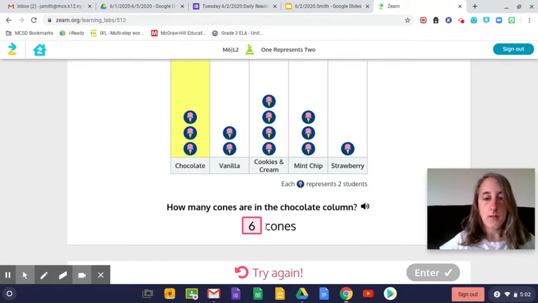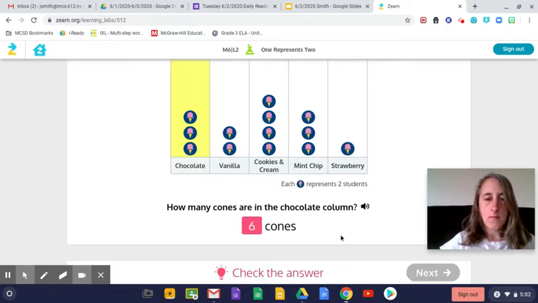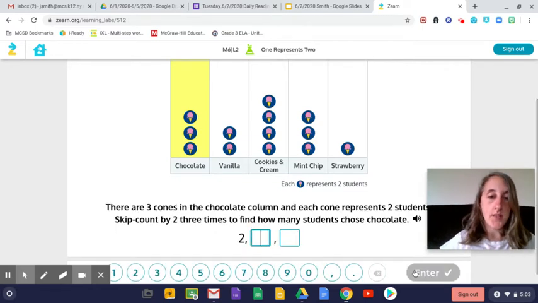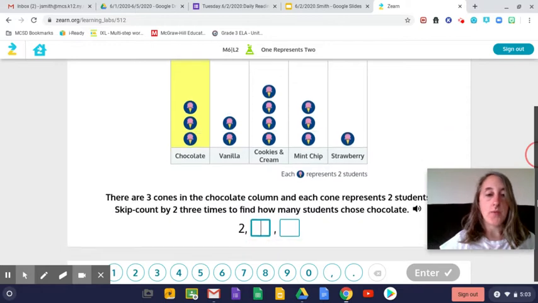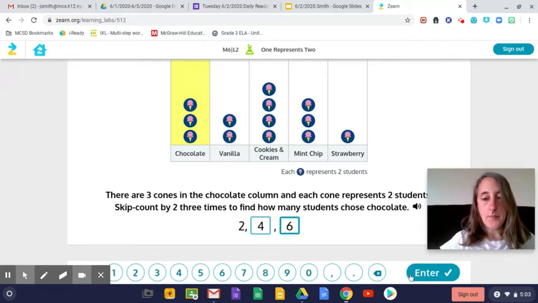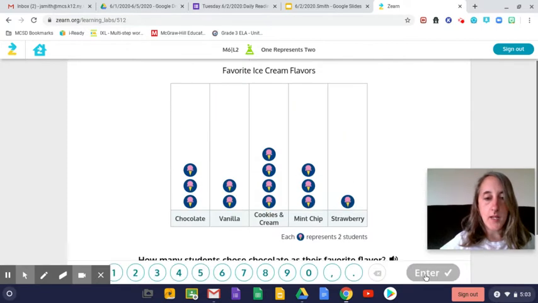Oh, how many cones? Whoops! I'm telling you how many there are altogether. I get it. There's only 3 cones, but you count the cones by 2. See, Mrs. Smith even has a hard time with these sometimes. 2, 4, 6. Well, now you'll know when you do it today, boys and girls. You won't make the same mistake.